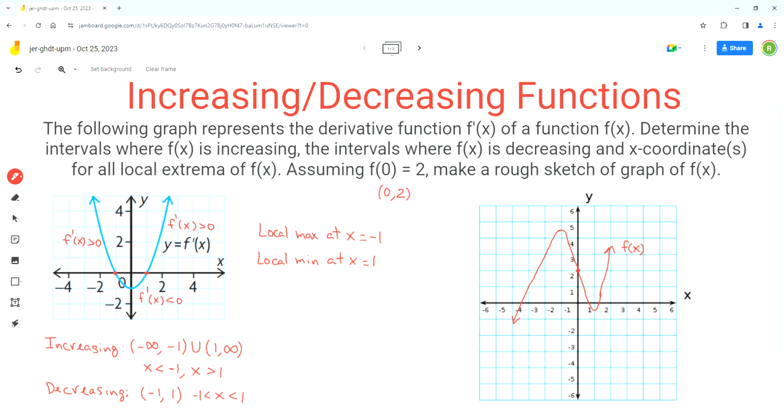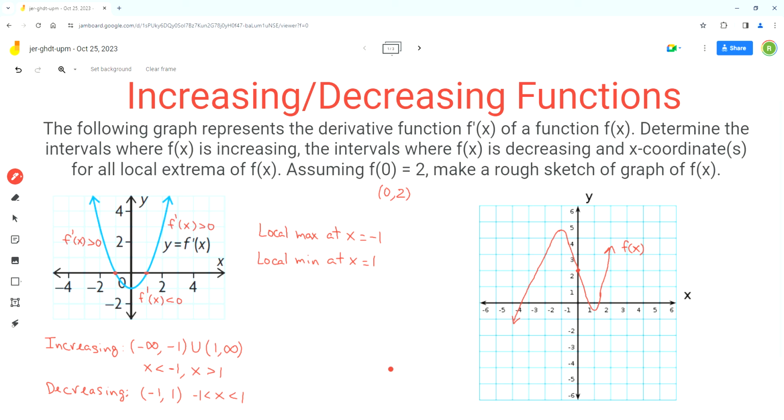We can see the function is increasing to the left side of negative 1 because any tangent we draw to this function has a positive slope, and it's decreasing between negative 1 and 1 because any tangent we draw to this function has a negative slope, or sloping downward. And this function is increasing to the right side of 1 because any tangent we draw to this function has a positive or upward slope from left to right.